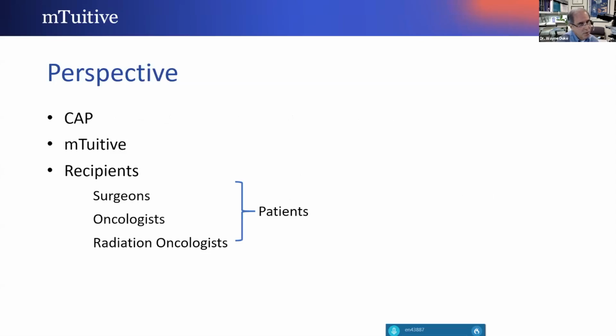So let's just talk for a moment about perspective. Earlier we heard the perspective from the CAP, and we heard a perspective from mTuitive about the software. But ultimately, for a pathologist, we need to create reports that are easily readable and understandable to the surgeons, to the oncologists, and to the radiation oncologists, because ultimately they're the ones that are serving the patients. So that's really where my perspective is coming from. How can we most effectively communicate what we need to these physicians that are taking care of our patients?